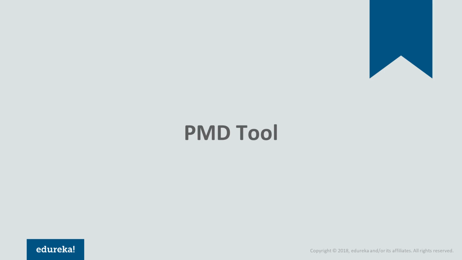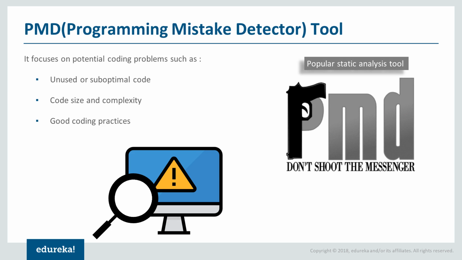So that brings us to the next tool, which is known as the PMD tool. Now, PMD stands for Programming Mistake Detector, as you can expect. It basically focuses on potential coding problems such as unused or suboptimal code, the overall code size and complexity, and in general, it checks for good coding practices.